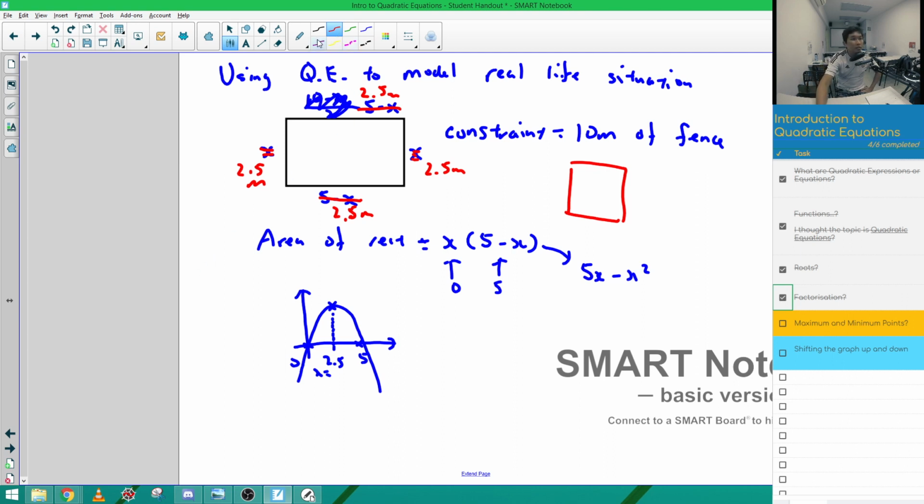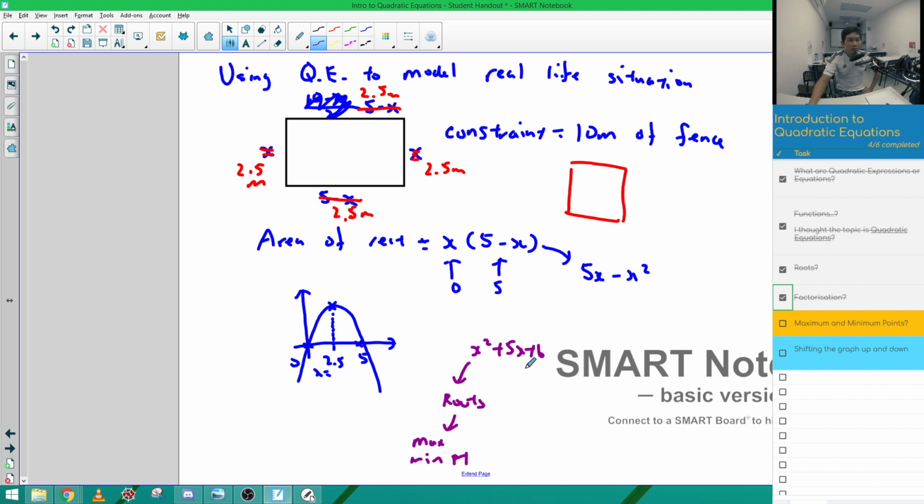So once again, let me just do a very quick summary of what we learned so far. We learned about quadratic expressions. And then we are interested to find its roots. Why are we interested in the roots? Because the roots can give us the maximum or the minimum point. And that's why we factorize. We factorize to find the roots and it will give us the maximum or minimum point.